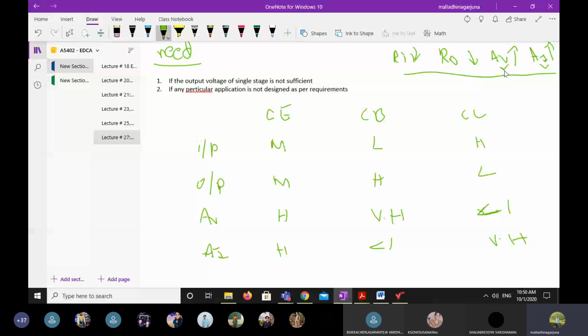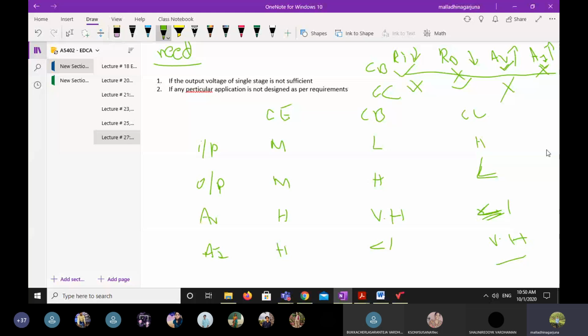Suppose you take the CC amplifier. Input impedance is high, which I cannot satisfy because my input impedance should be low. Output impedance is low, so yes, that I can satisfy. Voltage gain should be high, but for the CC amplifier it is less than 1, so I cannot satisfy that. And current gain should be high, yes, that I can satisfy. So with any single stage amplifier, you cannot satisfy all the characteristics.